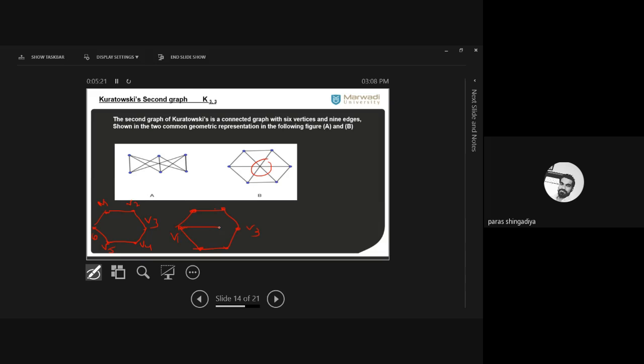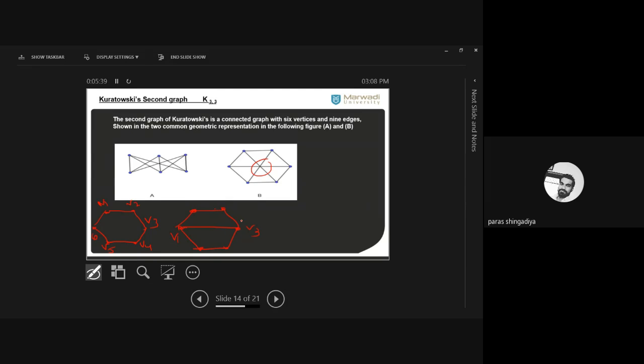So how many possibilities to connect V1 and V3? 2 possibilities. One is inside, which we have just done, and second is outside. You can take the outside region also to connect V1 and V3. Clear? Still 2 edges remaining. So explain in the third step.